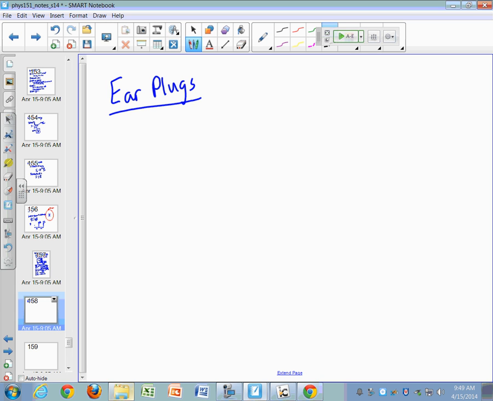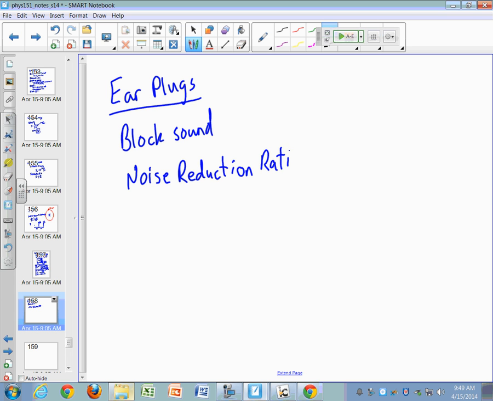Okay, so earplugs just block sound from entering the ear canal. They have a rating called the noise reduction rating. Your book talks about it a little bit. This is called the NRR, the noise reduction rating.